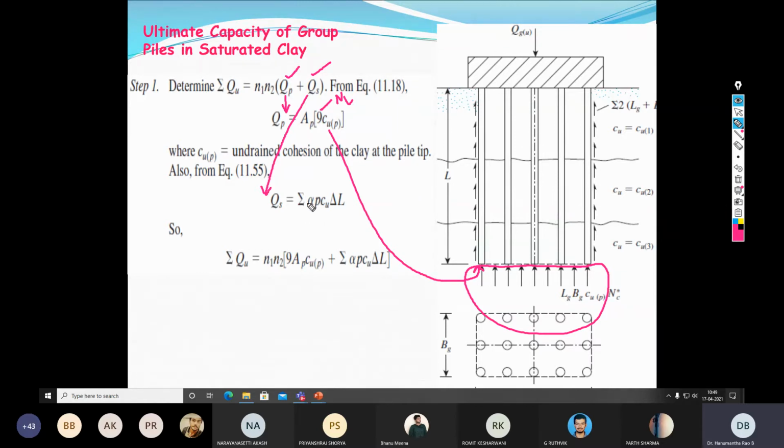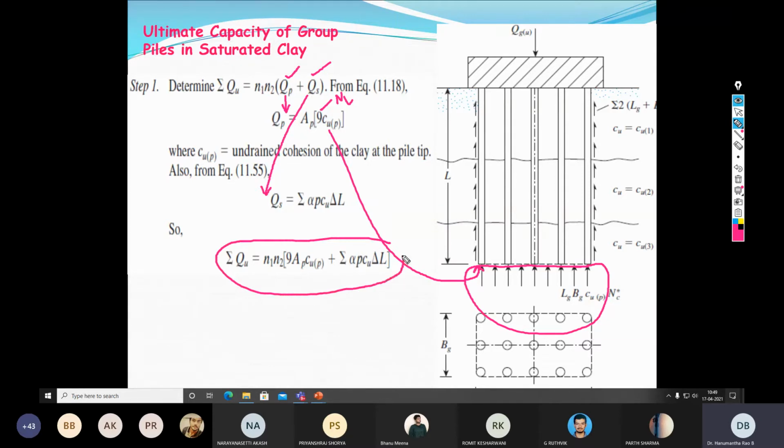So alpha is adhesion factor, P is the perimeter, Cu is undrained cohesion, delta L is length of the particular soil strata or soil area. Now if you substitute QP and QS in the above equation, then the ultimate pile group capacity of the individual piles can be written as N1 multiplied by N2 multiplied by QP, that is 9AP into Cu plus QS, that is summation of alpha P into Cu into delta L.